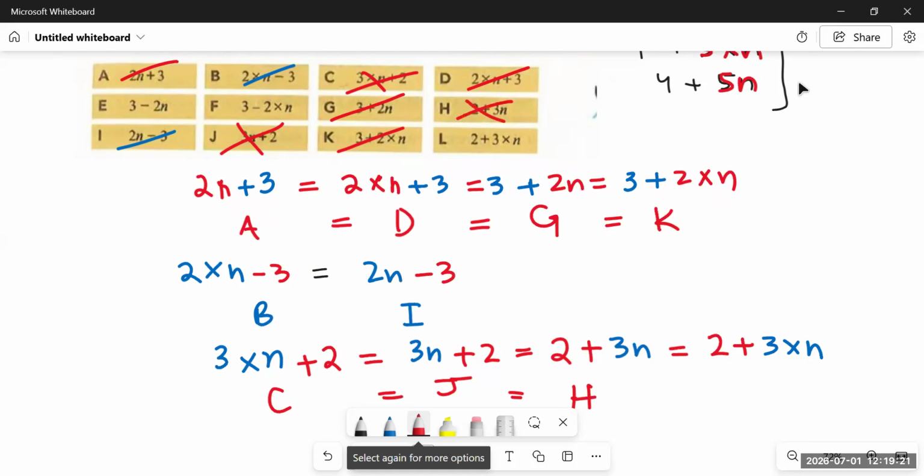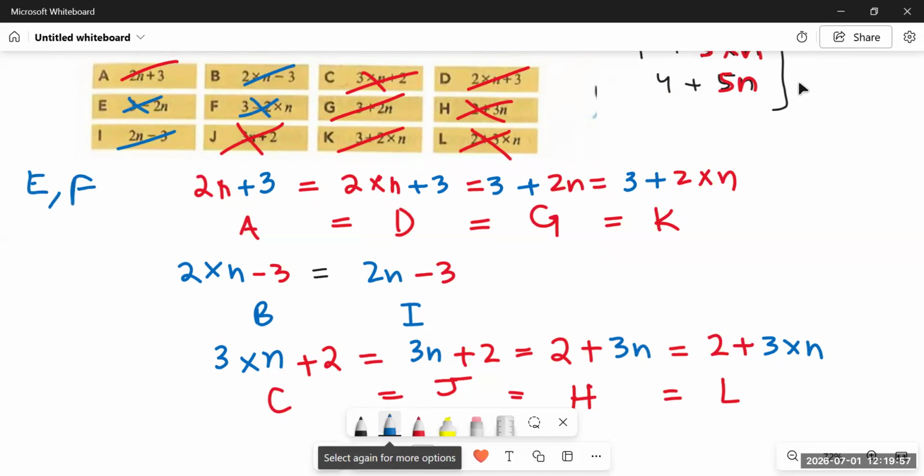And then 2 plus 3 multiplied by n is L. So again, we have a group of 4 equivalent expressions. And what are we left with? So it's 3 minus 2n, 3 minus 2 multiplied by n, and 2 plus 3 multiplied by n. No, this one is done. So we are already done with 10. Only 2 are left: 3 minus 2n and 3 minus 2 multiplied by n. So it's clear that these two are again equivalent, E and F.